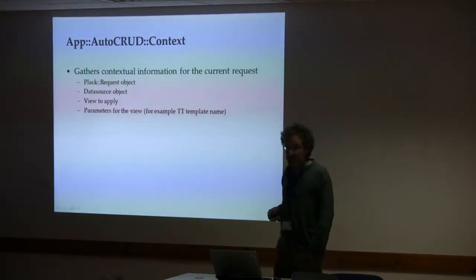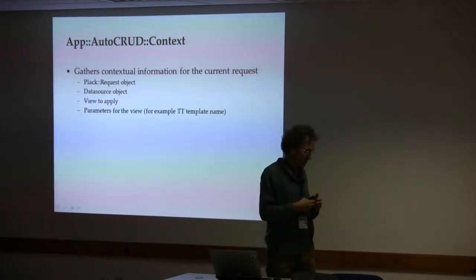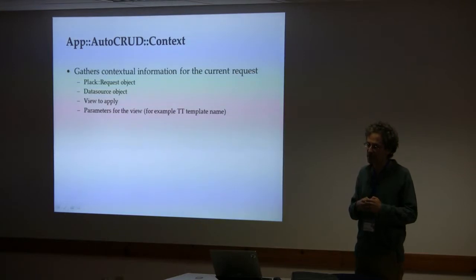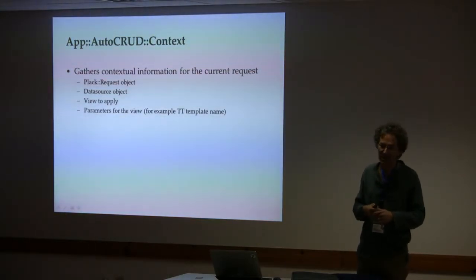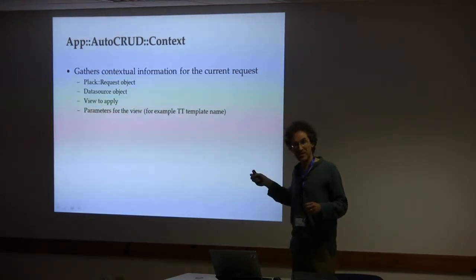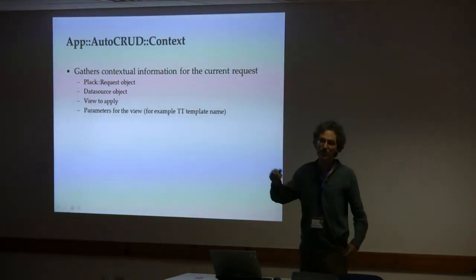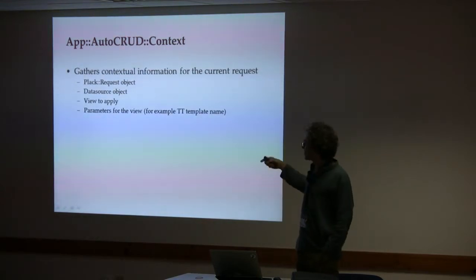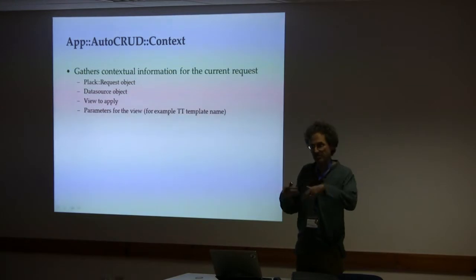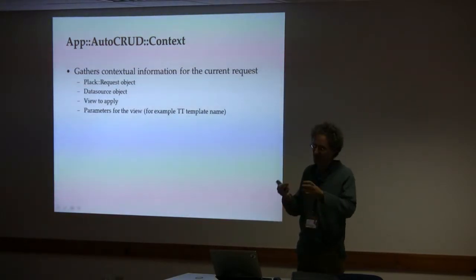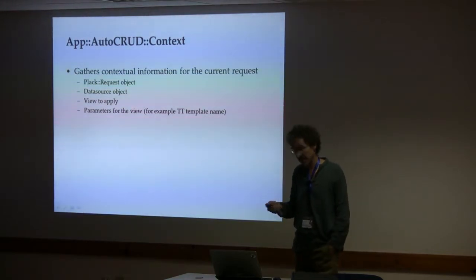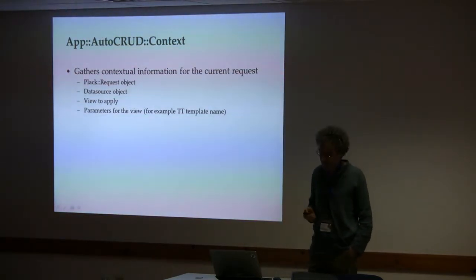The context is very similar to the Catalyst context, if you worked in Catalyst, but on a much smaller scale. So for each request, we instantiate a context object. That context talks to the request. It talks to the data source. And then at some point, it knows which view to apply, and it just puts all of this information together for the lifetime of one single request. And then it's thrown away.